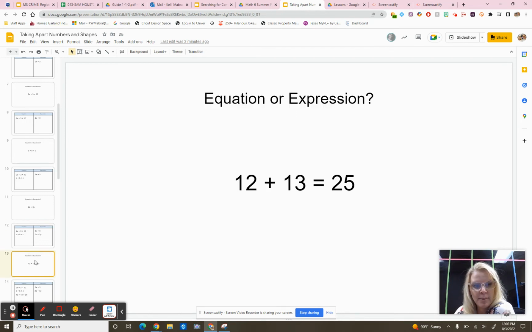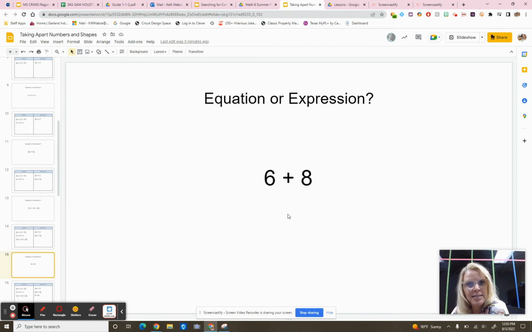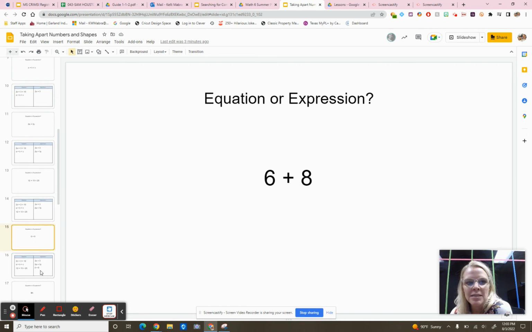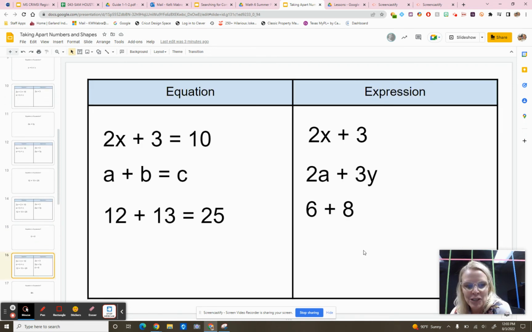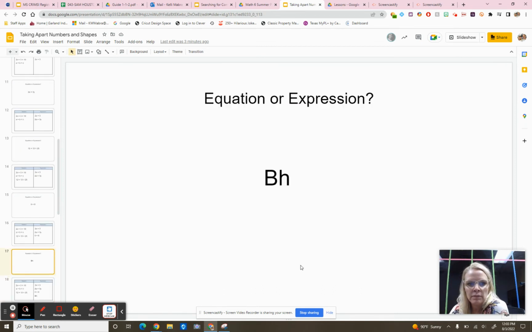Now we have just a number sentence. 12 plus 13 equals 25. You heard equals, so therefore it is an equation. Good job. All right, 6 plus 8. You may know what 6 plus 8 is, but do I have the equal sign there? No, I sure don't. So that means that this is going to be an expression. Great job.